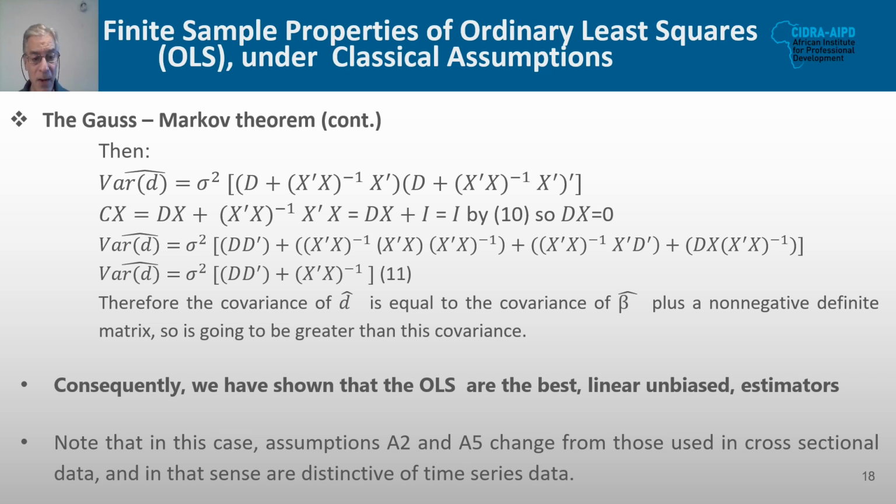Therefore, the covariance of b hat is equal to the covariance of beta hat plus a non-negative definite matrix, so it is always going to be greater than that covariance. So we have shown that the OLS estimator is the minimum variance estimator, the best linear unbiased estimator.